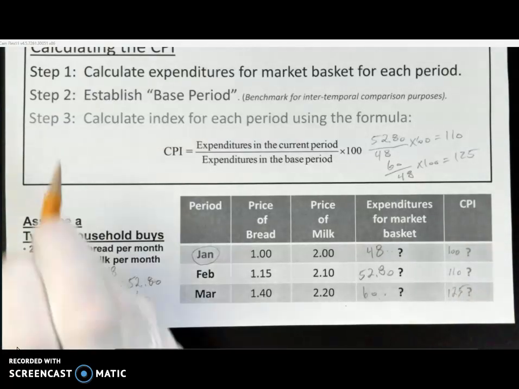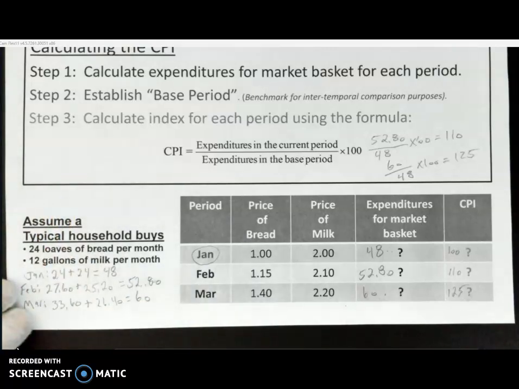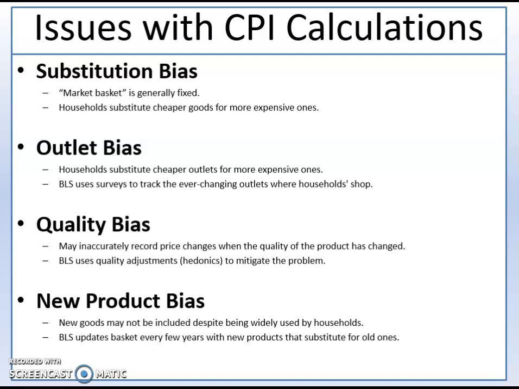So we've now completed the three steps. We've done exactly what the Bureau of Labor Statistics does when they create the Consumer Price Index. Now let's talk about some issues with the Consumer Price Index. There's several of them. The first is called the substitution bias. This is a problem that emerges because the market basket we use is generally fixed. It needs to be. We're trying to measure changes in the cost of the basket, the expenditures on the basket.